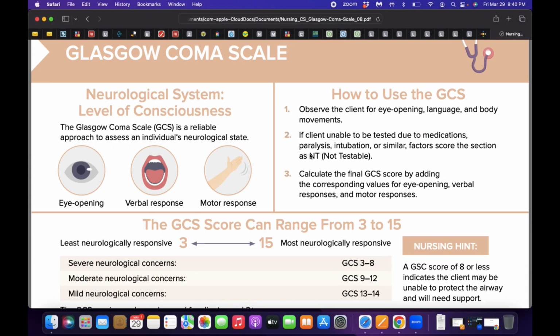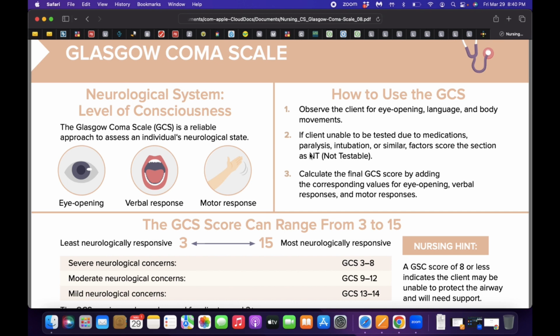In today's video, I'm going to talk about the Glasgow Coma Scale, or your GCS. It is a reliable approach to assess an individual's neurological state. It includes your eye opening, verbal response, and motor response. So let's get started. The Glasgow Coma Scale is a tool that healthcare providers use to measure decreases in consciousness.